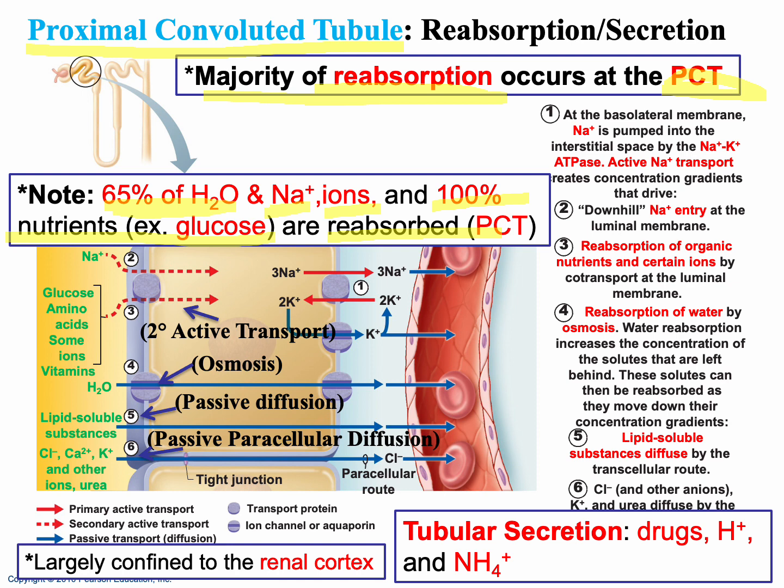You also have some tubular secretion occurring. Again, this is where we have items that are in the blood that move into the nephron, typically items that aren't beneficial to the body, that are harmful to the body. So things such as drugs, we've got to get rid of drugs. Maybe too many hydrogen ions we've got to get rid of, and possibly even ammonium. So NH4, a nitrogen and 4 hydrogen groups. NH4 stands for ammonium.